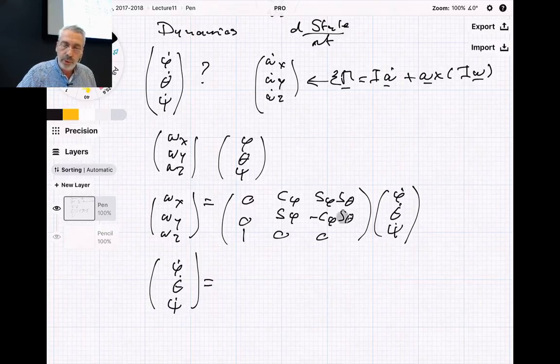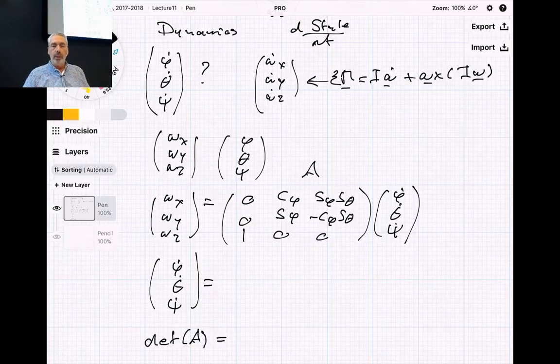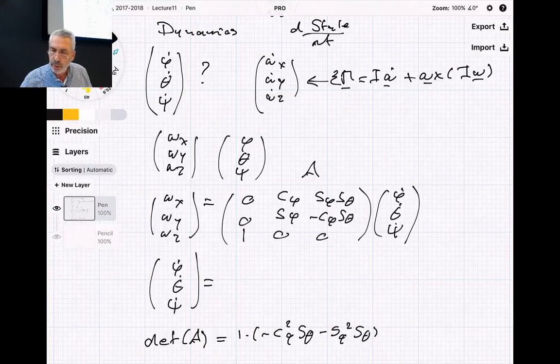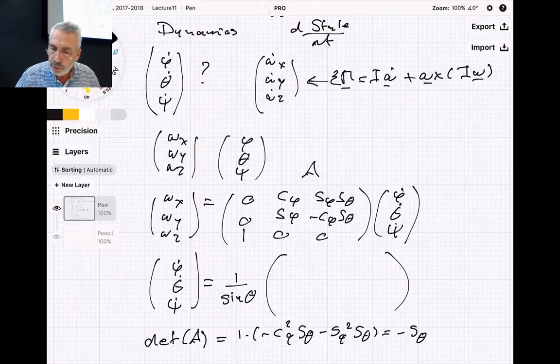Well, to do that, you need the determinant of this matrix. Let's call this matrix A for now. The determinant of the matrix A looks complex, but it isn't, because there are a lot of zeros. So it's this 1 times the determinant of these two, and maybe there's also a minus. The determinant of this guy is minus cosine squared phi sine theta minus sine squared phi sine theta. So the answer is minus sine of theta. With that being the determinant, I do 1 over the determinant, so 1 over sine theta, and then I have to fill in these numbers.